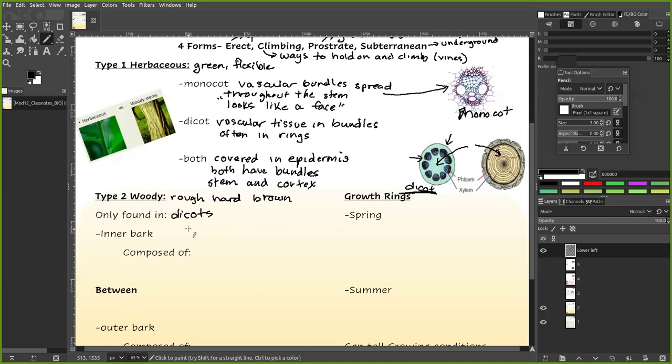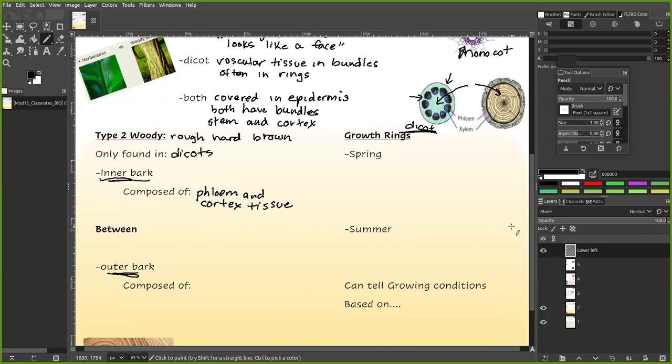So there's two kinds of bark. You have inner bark, and then you have outer bark down here. So the inner bark is composed of phloem and cortex tissue. We'll talk about the outer bark in a minute, but between the two of them, you have a layer of cork cambium tissue. Layer of cork cambium.